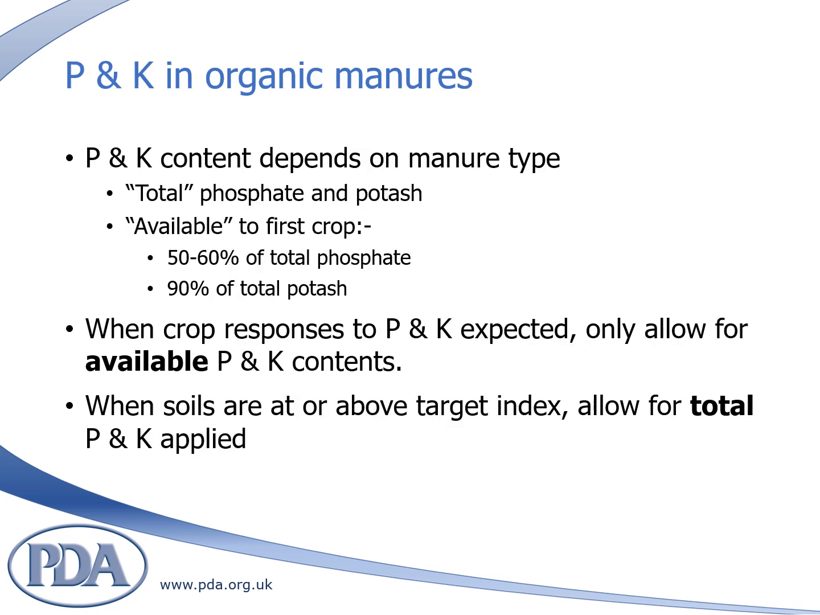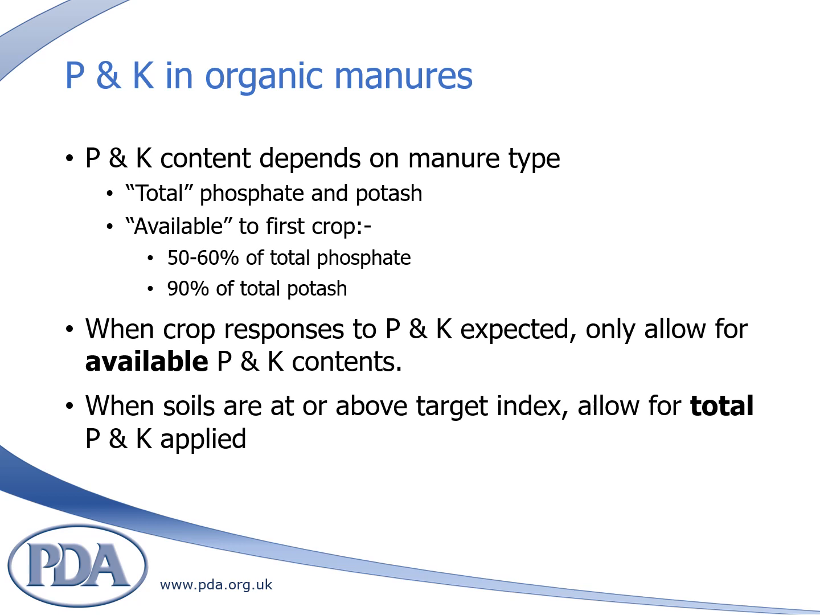P&K and organic manures. The total amount of P&K supplied by organic manures will vary depending on the manure type. There are tables in the Fertilizer Manual or the PDA leaflet on organic manures which show these figures. It is important to understand that not all of the P&K supplied by organic manures is available to the following crop, and therefore the available figures are also important to take into account. This will also vary by manure type, but is typically 50 to 60% for phosphate and 90% for potash.